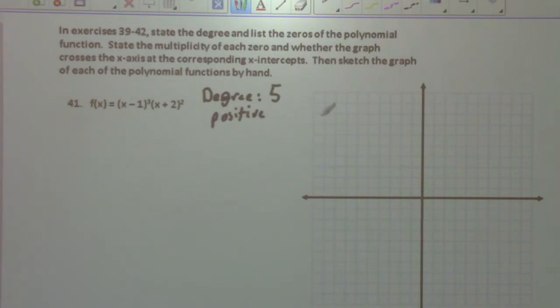And then what are the zeros of this function here? Positive 1. So x equals 1 is one of the zeros, with multiplicity. Okay, with multiplicity equals 3. And is this going to cross or not? Yes, it crosses, because it asks whether or not it crosses the x-axis. It crosses the x-axis.